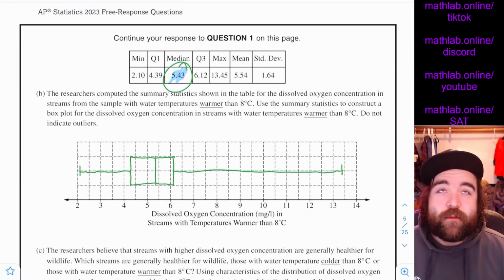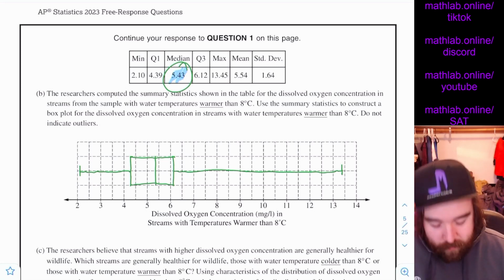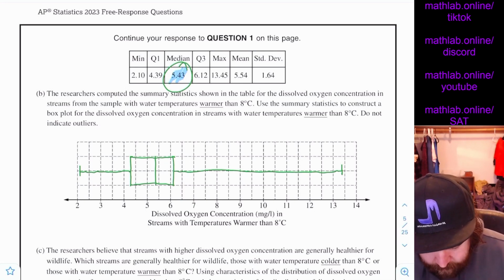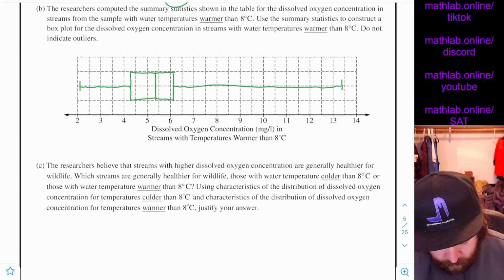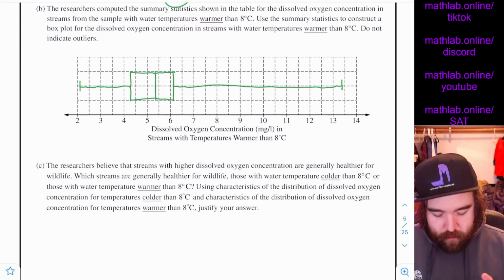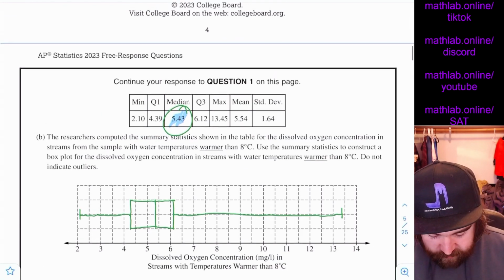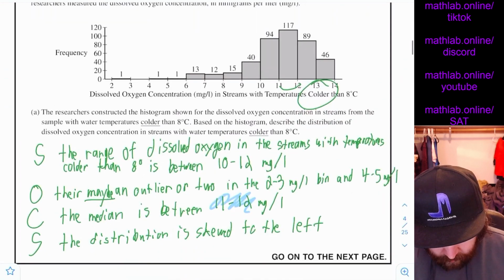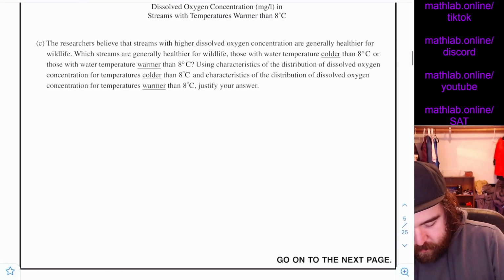Wait, the colder water has more stuff dissolved? Oh yeah, I forgot that that's like the weird inverse, because hotter water dissolves more solids, but colder water dissolves more gases. Okay. So what do we want? We want higher dissolved oxygen concentration. So we look at the median, we say that's 5.4. And this one's 11, 12. Yeah, so that's pretty clear.